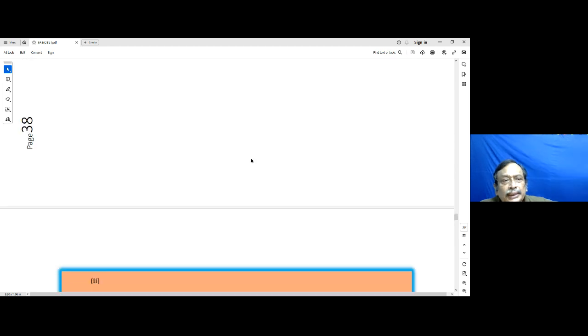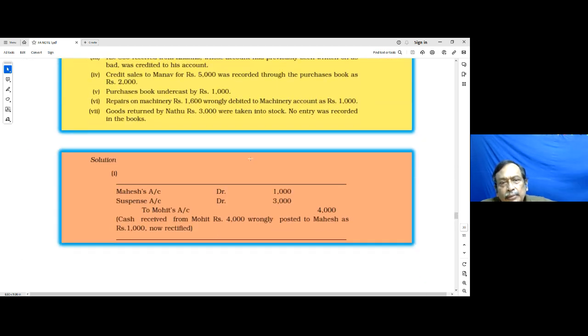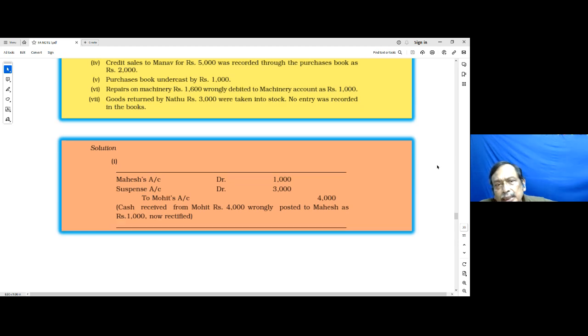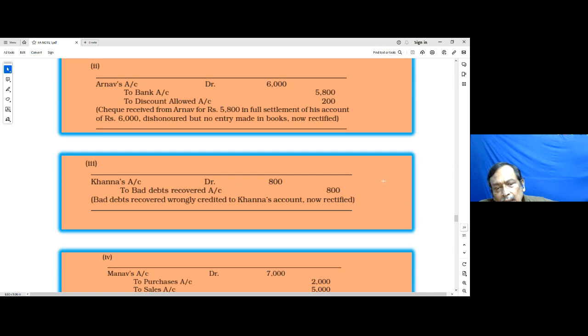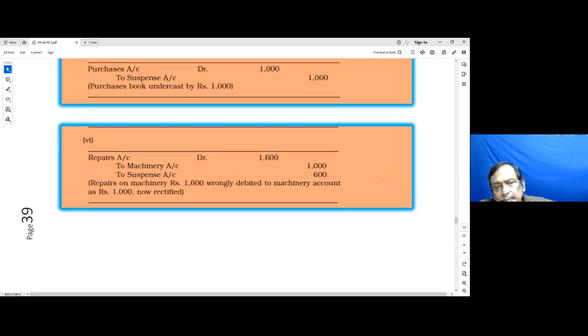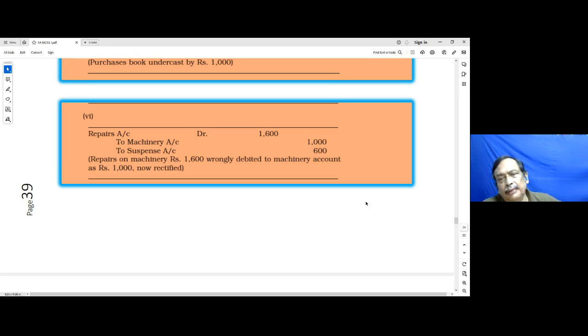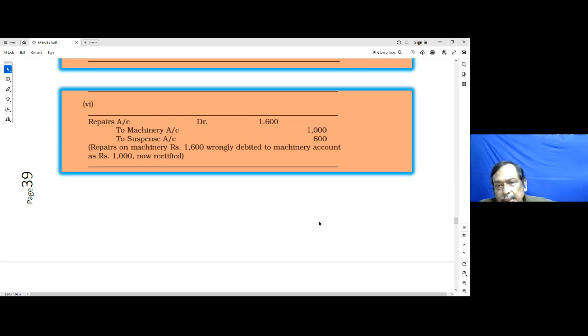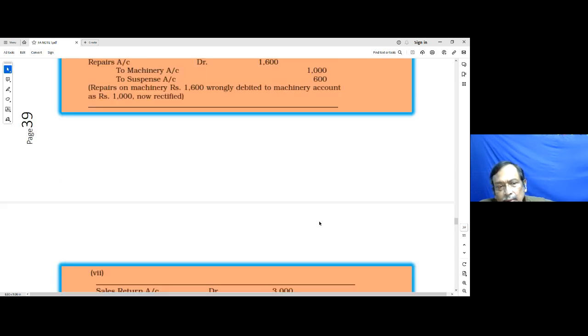Come to number 6. Repairs on machinery rupees 1,600 wrongly debited to machinery account as rupees 1,000. So 1,600 is the repair, but debited to the machinery account as 1,000. So the remaining 600 you have to enter, and it has a relationship with suspense also. That is repairs account debit 1,600 to machinery 1,000 to suspense account 600. That is repairs on machinery rupees 1,600 wrongly debited to machinery account rupees 1,000, now rectified.